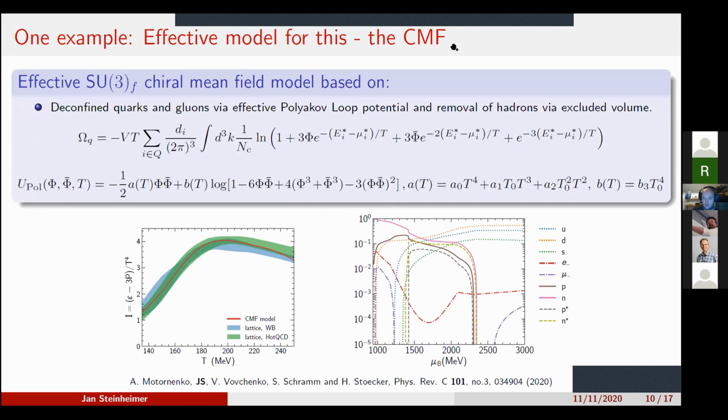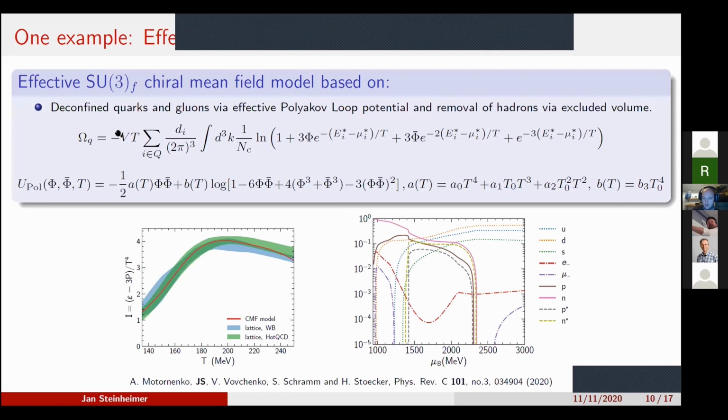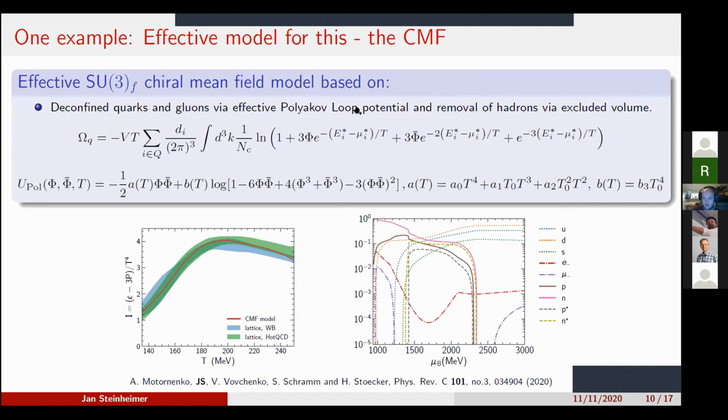What you also want is some kind of deconfinement effect, because right now that would only describe hadronic matter. We want to describe the transition from hadrons to a gas of free quarks and gluons. To achieve this, we included a model which is basically similar to the PNJL model, where the thermal contribution from the quarks enters through this sum, where the quarks couple to a mean field description of the Polyakov loop, and this Polyakov loop is constrained by the Polyakov loop potential.